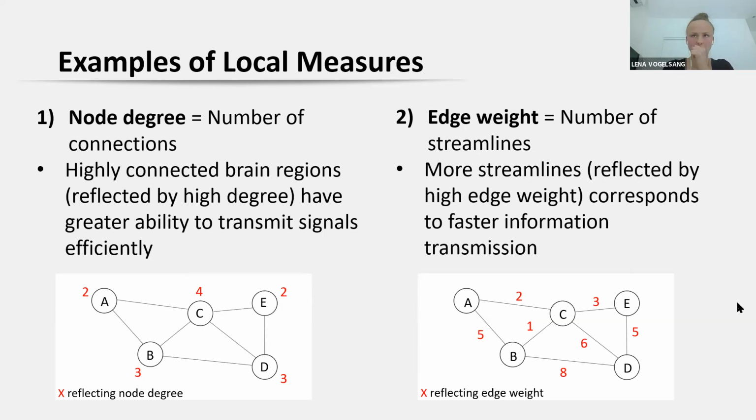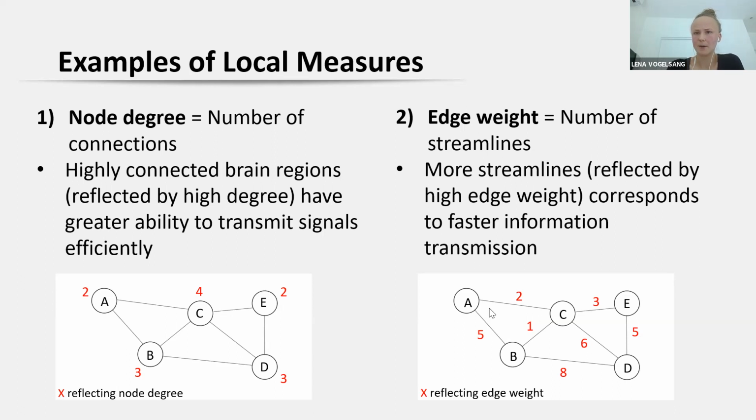Okay, so graphs can also be weighted. That is, one can assign a weight to the edges in a graph. And within the brain graph, edge weights correspond to the number of streamlines, which is reflective of the diameter of the fiber tract pathway. And in this instance, more streamlines, so higher edge weights, correspond to faster and more efficient information transmission. And therefore, we predict that sending a neuronal signal along a stronger edge is preferred by the brain.